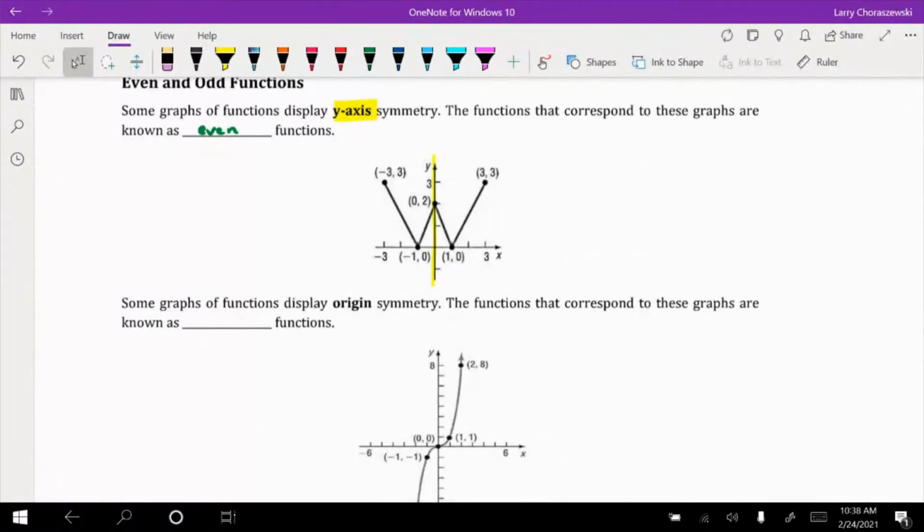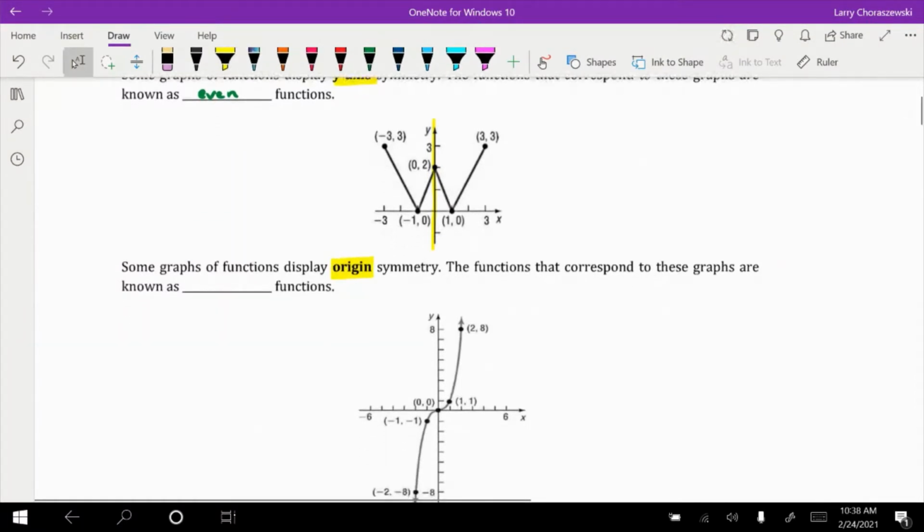Functions may have origin symmetry, which is what the second graph is displaying. Keep in mind what makes a function have origin symmetry. If we look at corresponding points, such as (-1, -1) and (1, 1), if we were to draw a line segment connecting the corresponding points, it would always pass through the origin. Functions that have origin symmetry are known as odd functions.